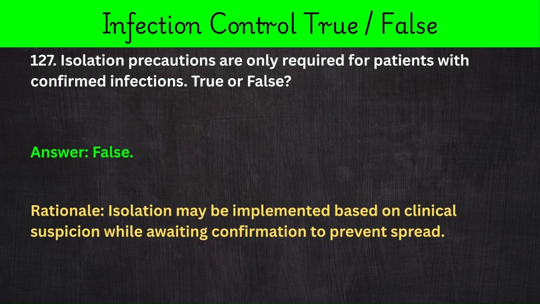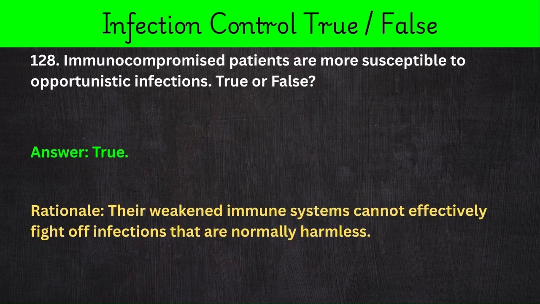127. Isolation precautions are only required for patients with confirmed infections. True or false? Answer: false. Rationale: Isolation may be implemented based on clinical suspicion while awaiting confirmation to prevent spread. 128. Immunocompromised patients are more susceptible to opportunistic infections. True or false? Answer: true. Rationale: their weakened immune systems cannot effectively fight off infections that are normally harmless.